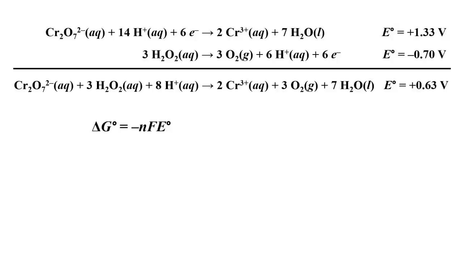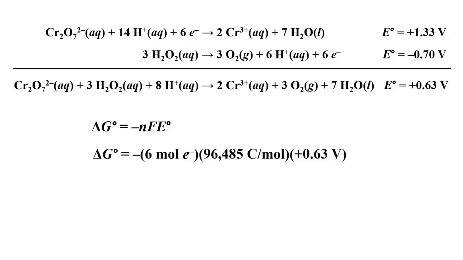And from the combination of the two half reactions, we know that the total number of moles of electrons that were transferred is 6. So 6 electrons were gained in the reduction half reaction, and 6 electrons were lost in the oxidation half reaction. So there's that negative sign. Don't forget that negative sign. There's the number 6 for the 6 moles of electrons. And then from the equation sheet, we have the Faraday constant, which is 96,485 coulombs per mole of electrons. And the cell potential for this reaction is positive 0.63 volts.